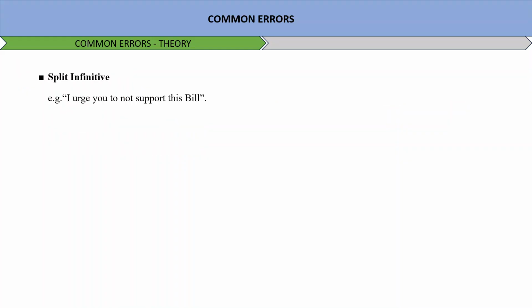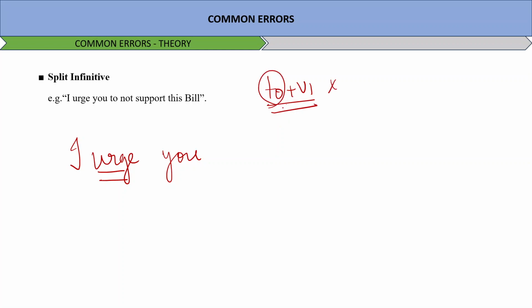Split infinitives. Now what is a split infinitive? I urge you to not support this bill. You see, urge is a verb which should be followed by "to" plus the verb's first form, but we are not following "to" here. Whenever we don't follow "to" with V1 in infinitives, that's called a split infinitive. Or whenever we use it like "urge you to not support," right?